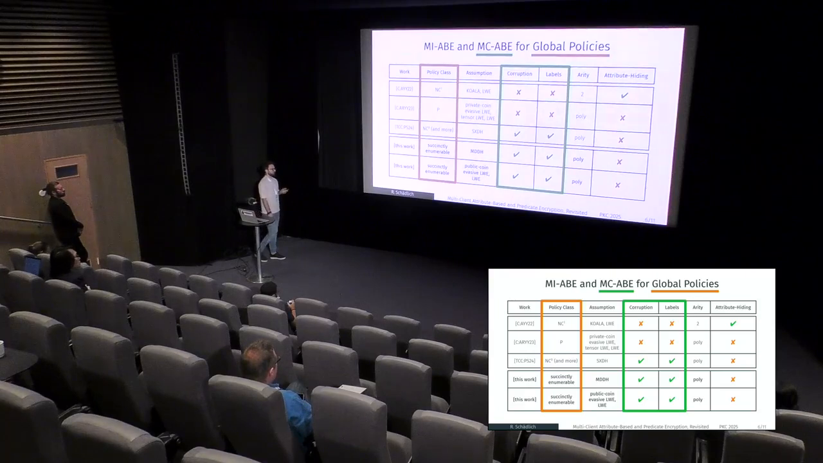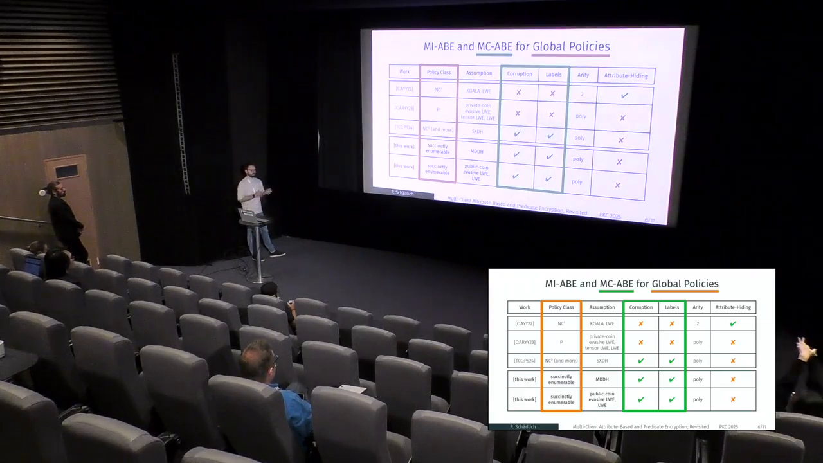And then we have another work from TCC last year where the authors approach the problem a bit from the opposite direction, I would say. Here they say, okay, we want to have a construction from standard assumptions. We want to have a practical security model that supports corruptions and labels. And now let's see which policy classes we can get that are not a conjunction. And so they come up with a few specific policy classes, most notably maybe NC0.